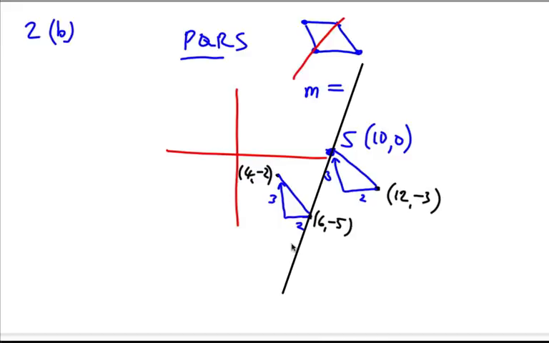So therefore, the rise over the run. The rise is the -5, so m equals -5. In fact, it's not -5 at all. It's obviously a rise of +5. And the run goes from 6 to 10, which is 4. So the gradient of the diagonal required is 5/4 for merit.